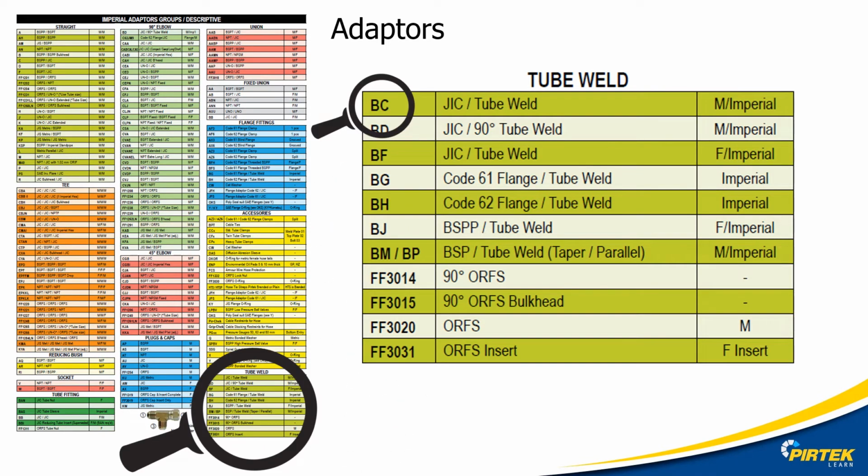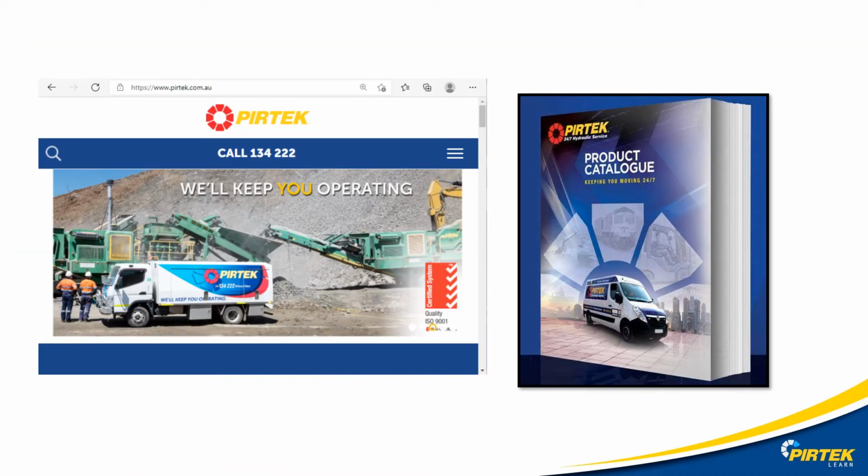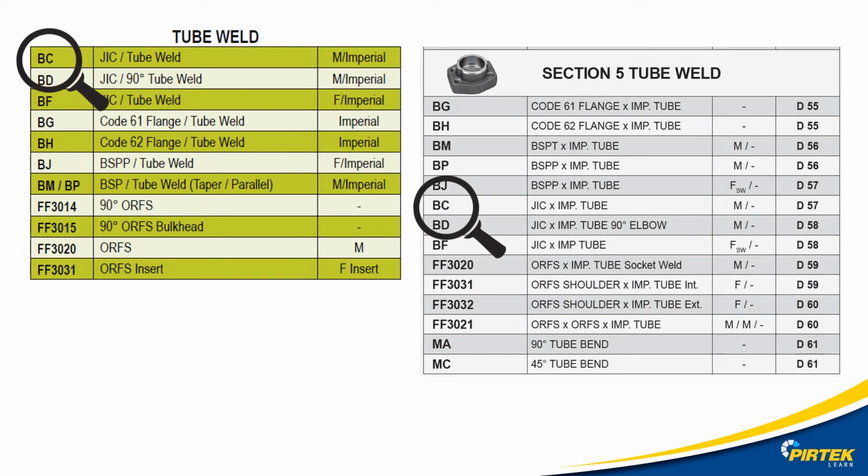Now let's go to our adapter reference chart and look for the tube weld adapters. And JIC, that's the one specified in the drawing, and looks like it's a BC series. I've downloaded the catalogue, but you can access it on pirtek.com.au. According to the catalogue, my BC series, JIC by Imperial Tube, will be located on page D57.